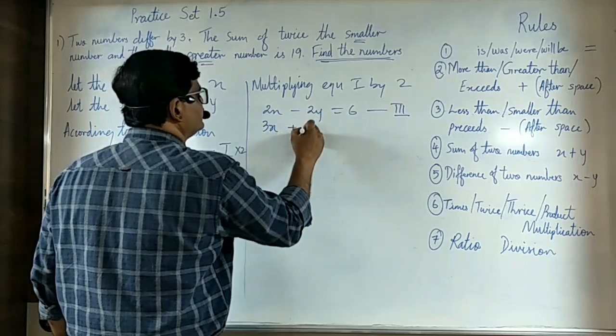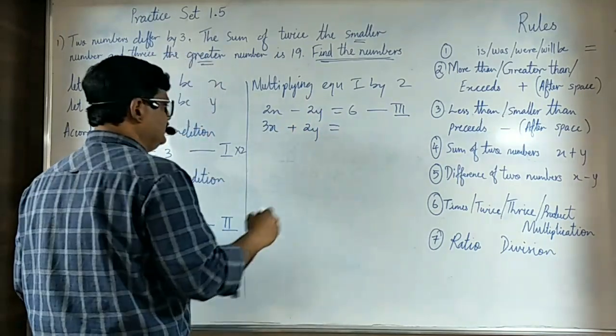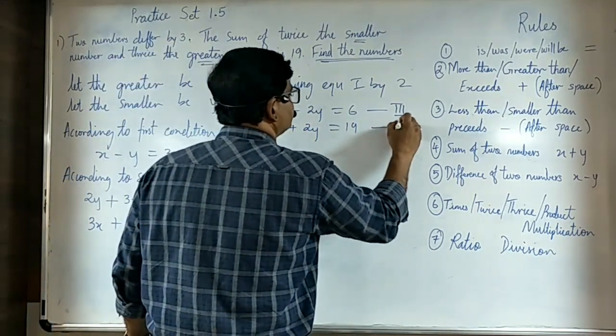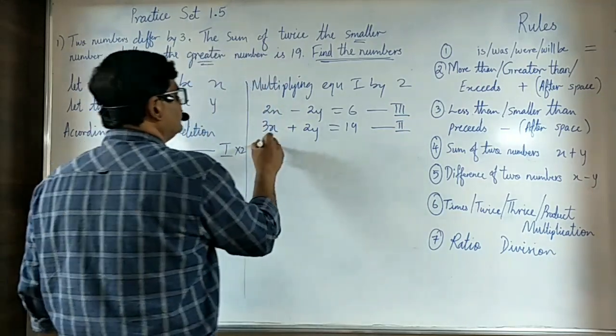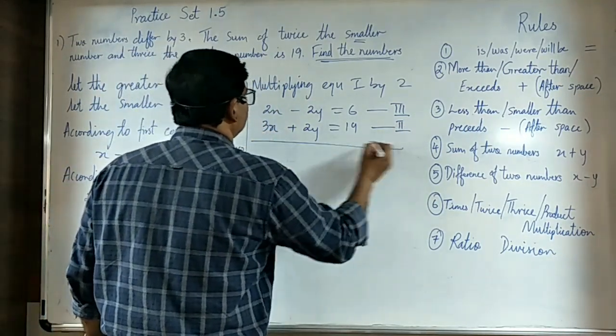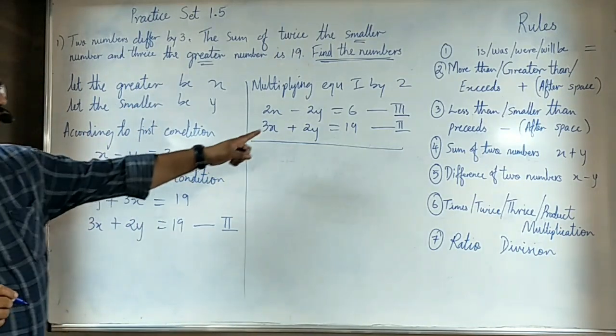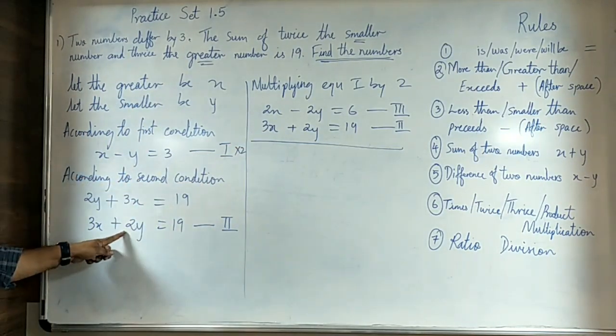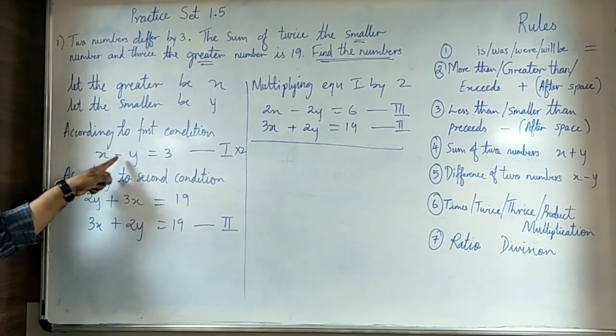3x plus 2y is equal to 19. That's my equation number 2. And now you know that over there I have first finished the rule of equalization. I have equalized the y term. I got 2 and 2.